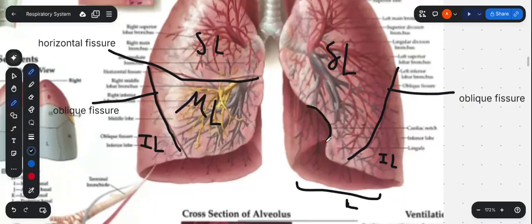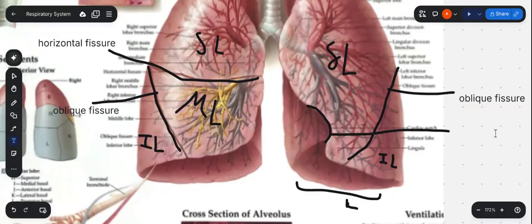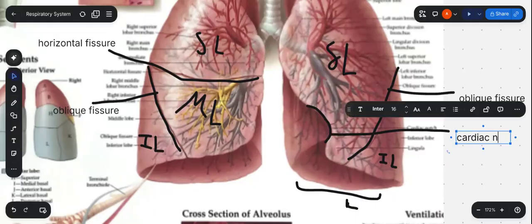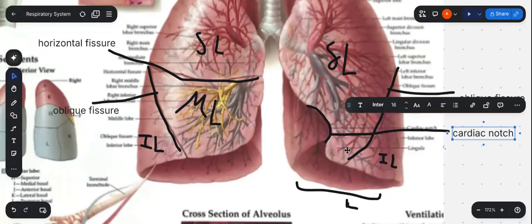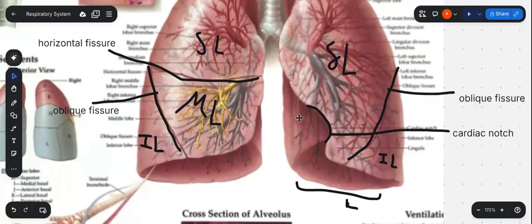Now, a good way to differentiate the right versus left sides of the lungs is that the left lung is always going to have this C-shaped curve over there, and that is known as your cardiac notch. It's basically just this space where the heart is able to sit, and it makes sure that the heart and the lungs aren't too squished next to each other.